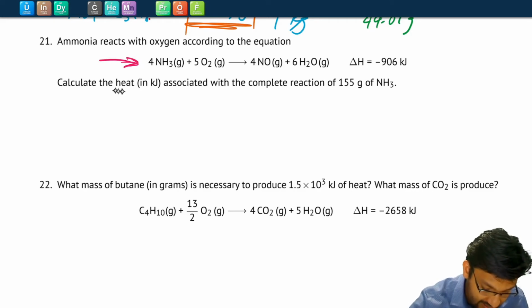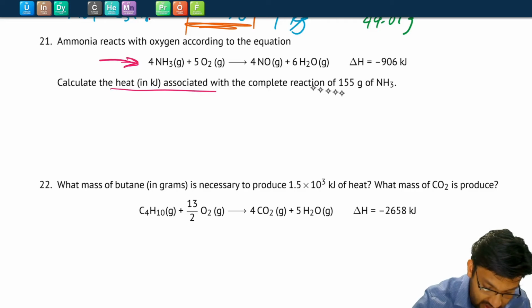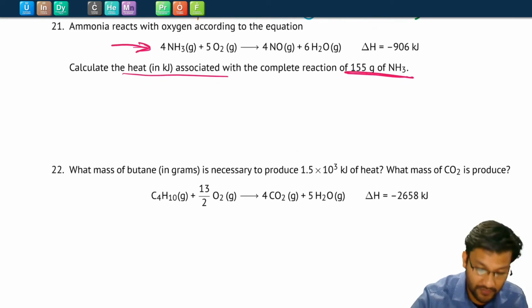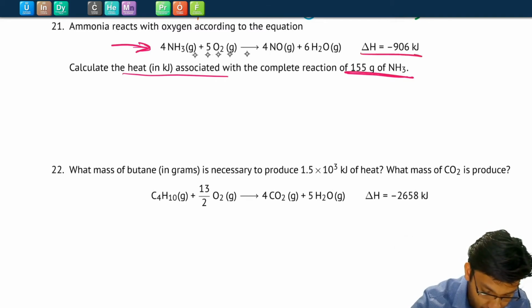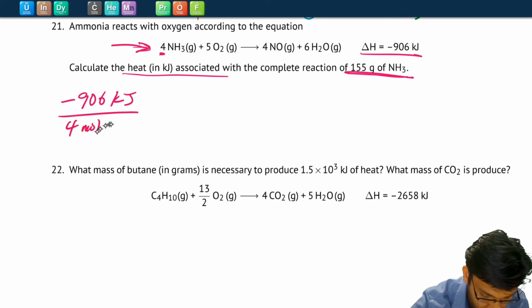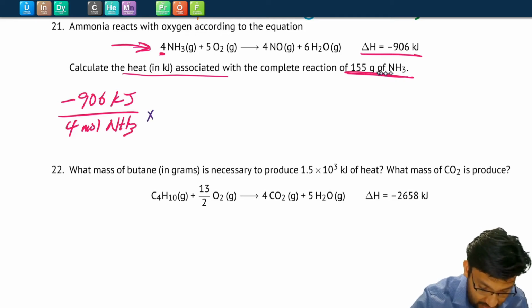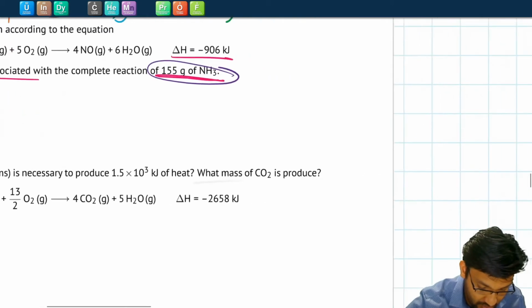Here, we're asked to calculate the heat associated with the reaction of ammonia. So let's rewrite the delta H in terms of ammonia. This delta H is for 4 moles of ammonia. So it's minus 906 kilojoules for 4 moles of ammonia. To figure out how much energy we get from this reaction for this amount of ammonia, we need to figure out how many moles of ammonia that is.